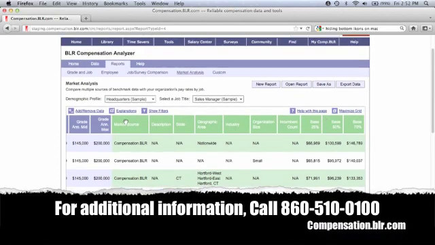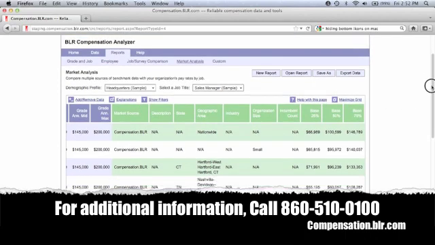All the same functionality is in here that we talked about in terms of being able to filter the data or add or remove it. So those are the reports.